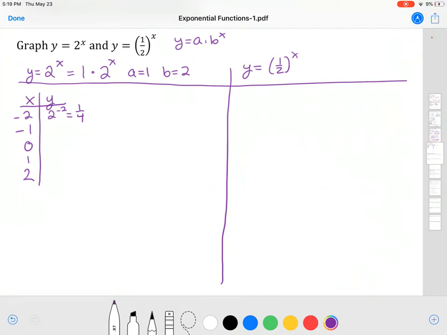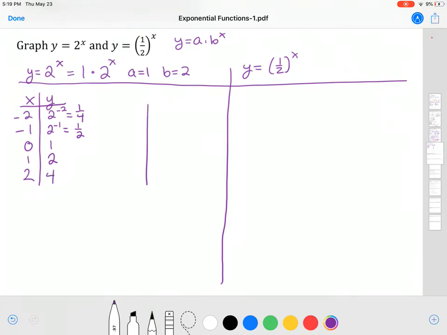Then I'm going to take 2 to the -1. 2 to the first is 2, but then the negative in the exponent says to flip it upside down. So that's going to give me 1/2. 2 to the 0 is going to be 1, right? Anything to the power of 0, unless it's 0 to the 0, that's undefined, but anything else to the 0 power is going to be 1. Then if I plug in 1, I get 2 to the first, which is 2. And then if I plug in 2, I get 2 to the second, which is 4.